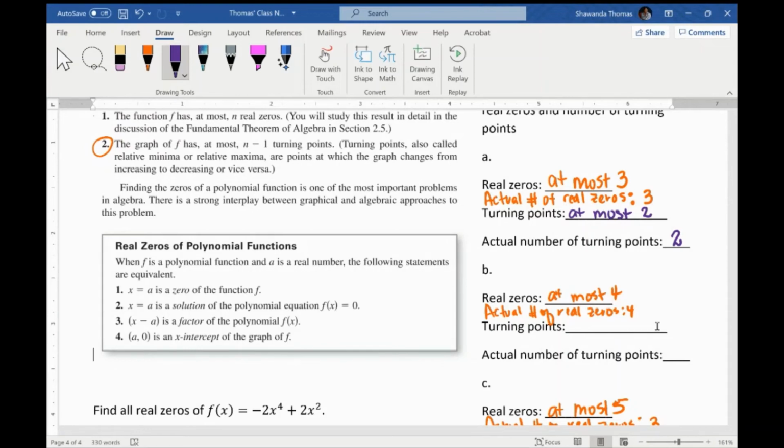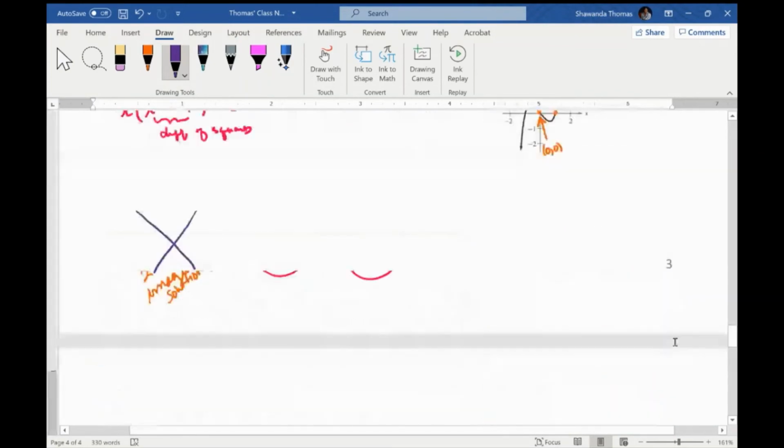We always have a graph for it. I mean, you could always use Desmos, but if I ask you what's the maximum number of turning points it could have, you know that answer because it's always n minus 1. But if I give you the graph, then you can tell me what the actual number is. So it's two different situations. I could say what's the maximum number you could have, and you can tell me that because it's always n minus 1.